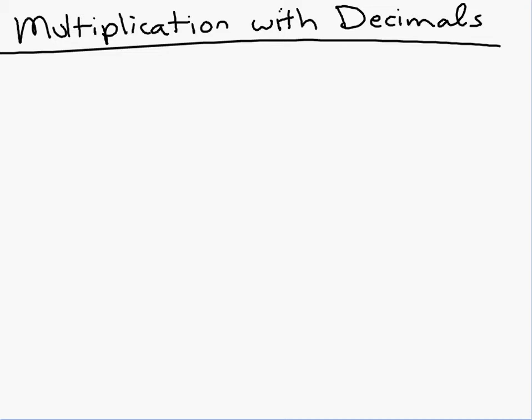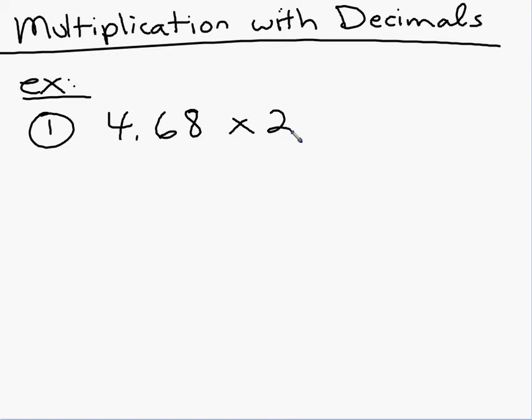Today we're going to work on multiplication with decimals, and we're just going to get started right into some examples. Let's look at this problem first. 4.68 times 2.7. If I am multiplying with decimals, there's a lot that's the same, but there's one little thing that's different. The first thing is I would put the number with more digits on top.